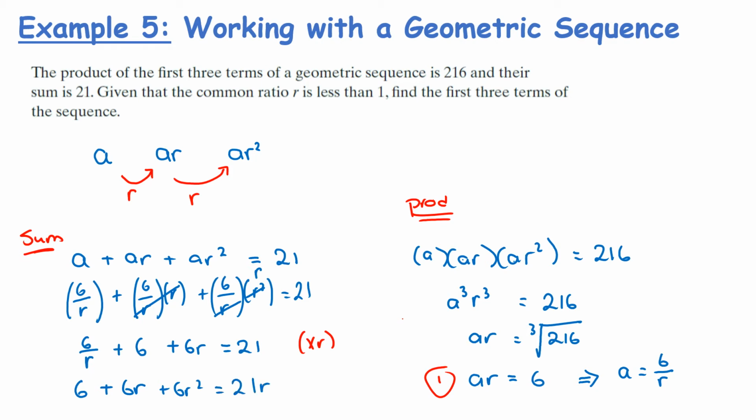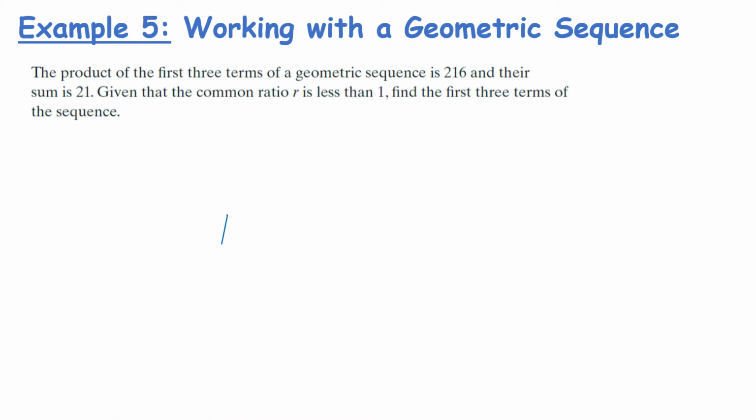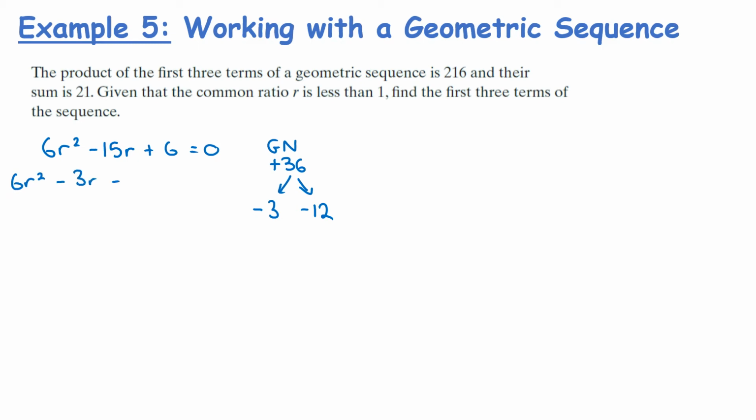So what we actually get is a quadratic, which is 6r squared. Bring that 21 across, and that gives me minus 15r plus 6 equals 0. So just cleaning it to get a bit of space, 6r squared minus 15r plus 6 equals 0. Let's use the guide number here. The guide number is plus 36, so that's going to be minus 3 minus 12. That'll give us our minus 15. You can use the minus b formula here too. 6r squared minus 3r minus 12r plus 6 equals 0.